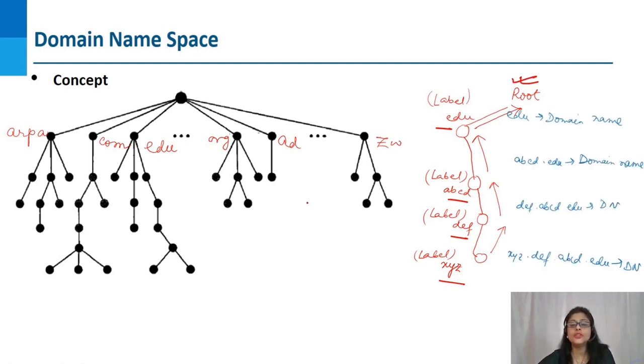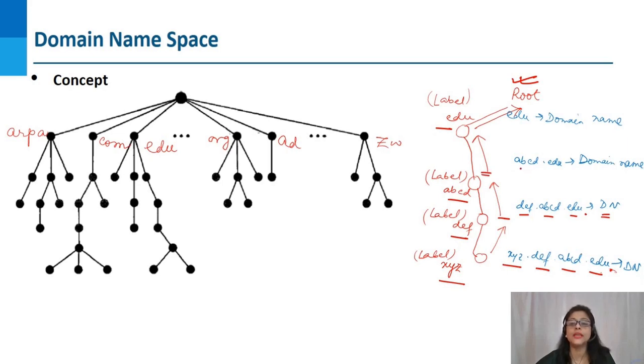So at each level we can have the domain name like this. So this will be xyz.def.abcd.edu. So this is one domain name. At this level we can have this domain name as def.abcd.edu. This dot is important because dot means it goes up to the root level and dot has a null string. So this is again a domain name.